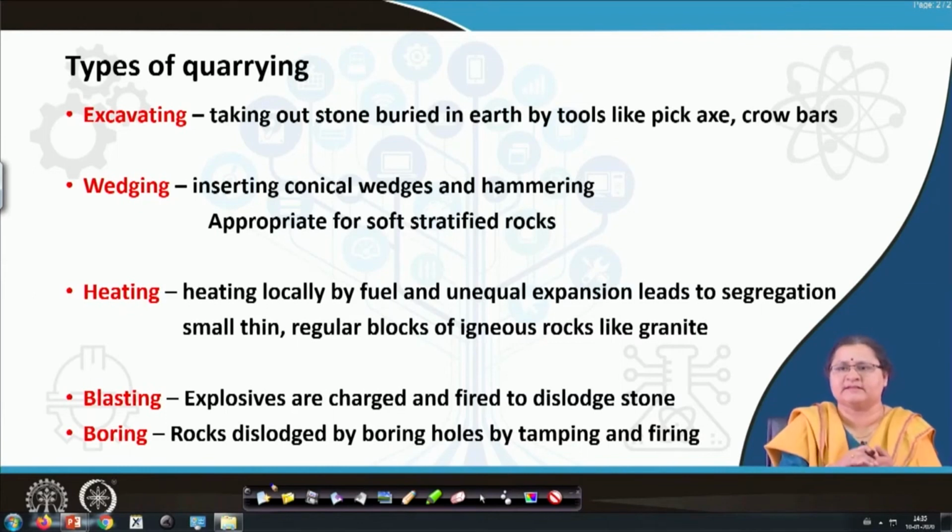If you want large hard rocks, then you may go for blasting. So, explosives are charged and fired, which dislodges the block which you want to separate out. Other than that, we have borings. You can make deep bores, holes, and then apply firing, or by tamping you can take out the particular stone which will be useful or productive for the building, for the purpose.